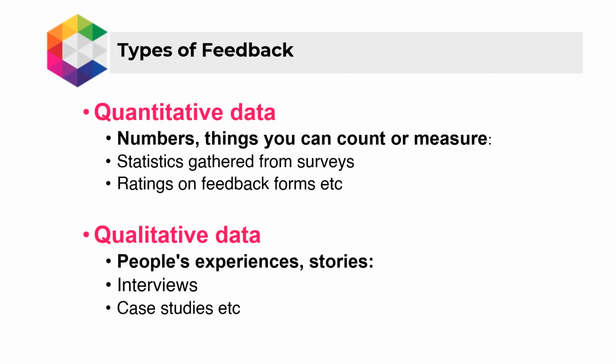So the types of feedback that we can gather from our service users fall into two broad categories. So we've got quantitative data, so that's numbers, anything that you can count or measure. So statistics gathered from surveys or ratings on a feedback form. And then we've got qualitative data, so that's people's experiences, their stories, and this can come from things like interviews and case studies.